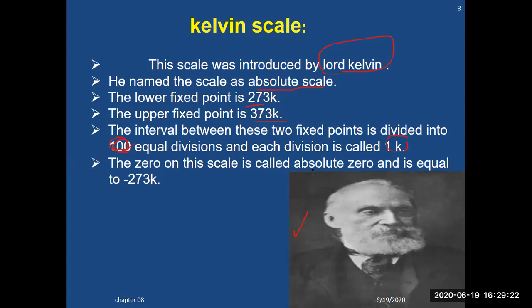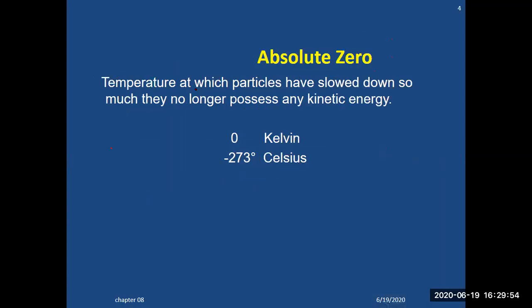The zero on this scale is called absolute zero, and this absolute zero is basically minus 273 degrees Celsius. We will see what absolute zero is in our next slides. The lower fixed point is basically at 0, and 0 K is basically minus 273 degrees Celsius. We can't write degrees over Kelvin because it's an SI unit. Absolute zero is the temperature at which the particles have slowed down so much that they no longer possess any kinetic energy.